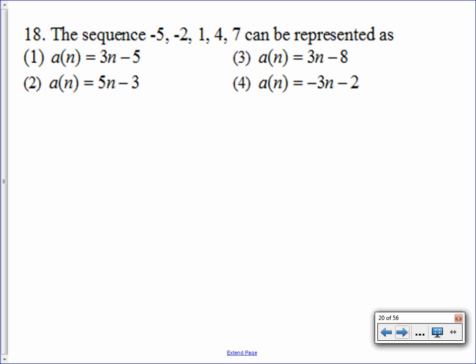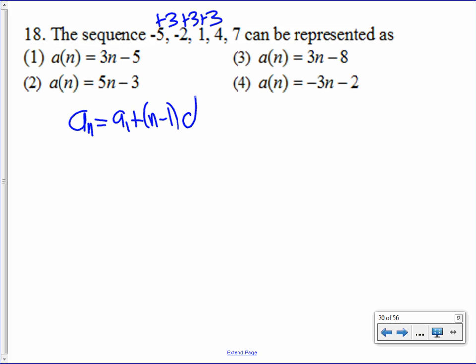This one, again, plus 3, plus 3, plus 3 is arithmetic. Same formula. I wonder if I put some geometrics next. I guess we're about to find out. a sub 1 is negative 5, n minus 1 is n minus 1, d is 3. Distribute.